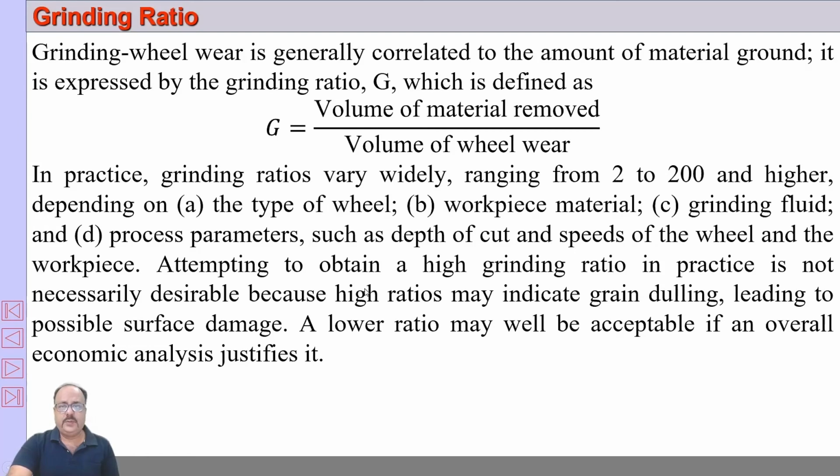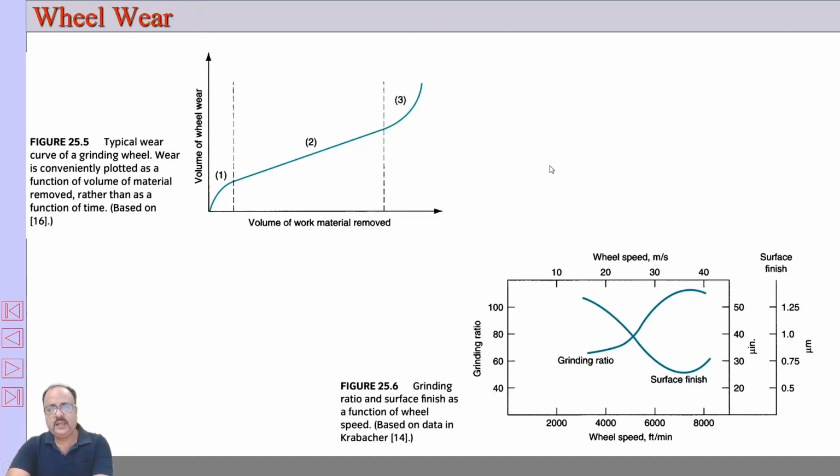Now, if you increase the speed, you can see that the grinding wheel ratio increases. There is an increase in the grinding wheel ratio, or the grinding wheel wear decreases. The surface roughness decreases, so the surface finish improves here. However, after a certain speed, if you go beyond that, it is detrimental. Here the surface finish is distorted, and the grinding wheel ratio is also decreasing.